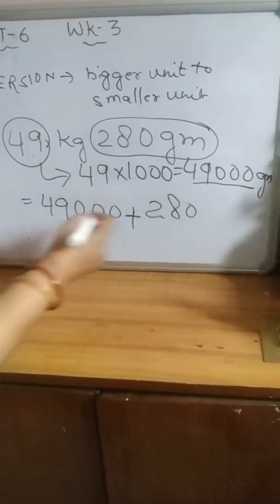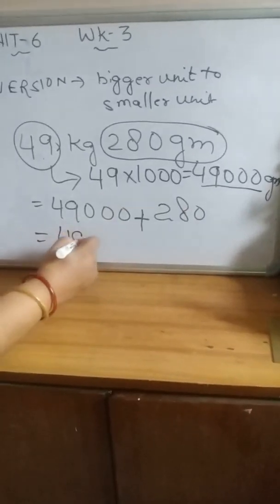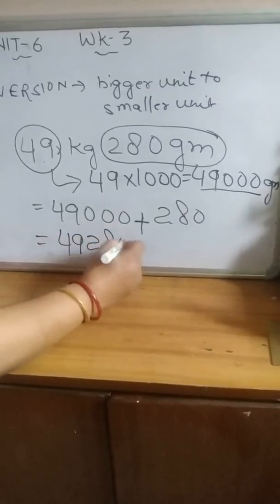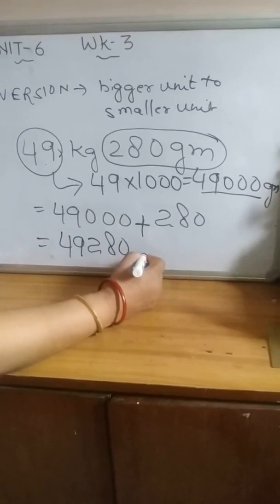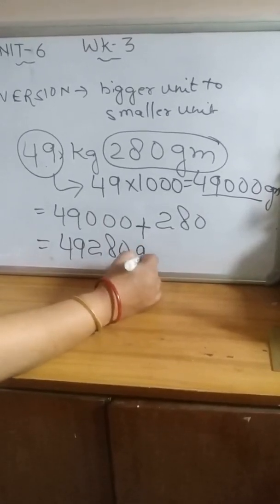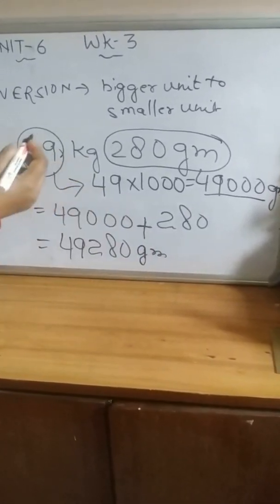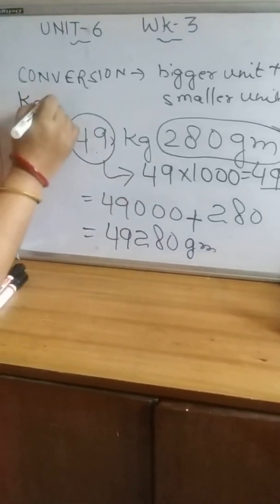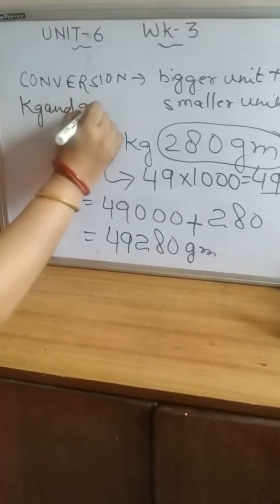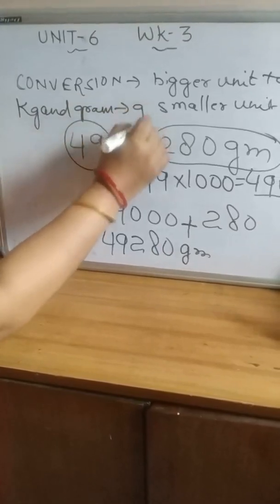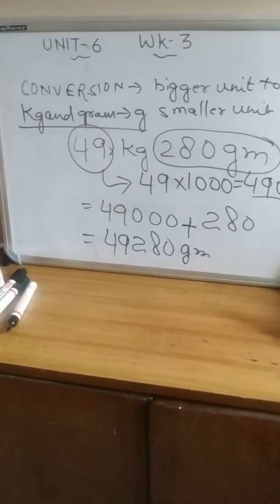Correct? So it will become 49,280. Here what will be the unit? The unit will be gram. Because here I am going to tell you to convert kilogram and gram into gram, right? So here let us take another example.